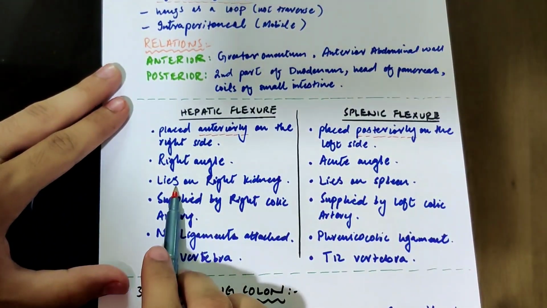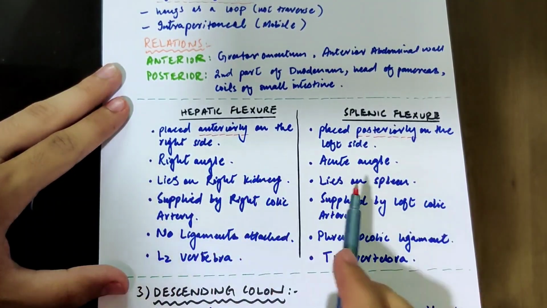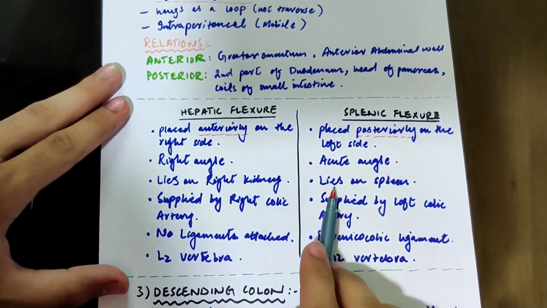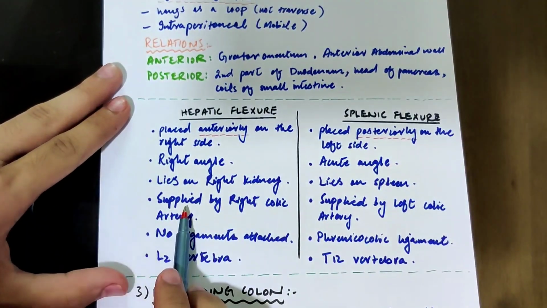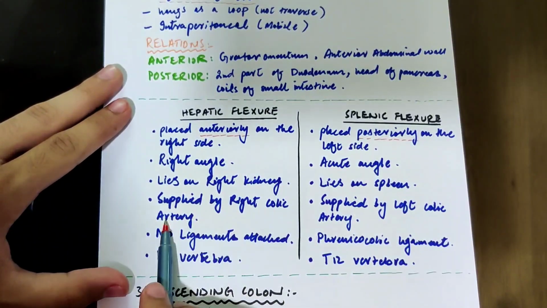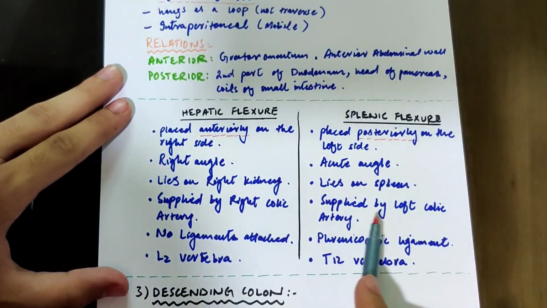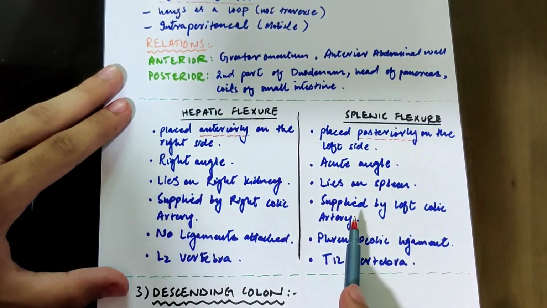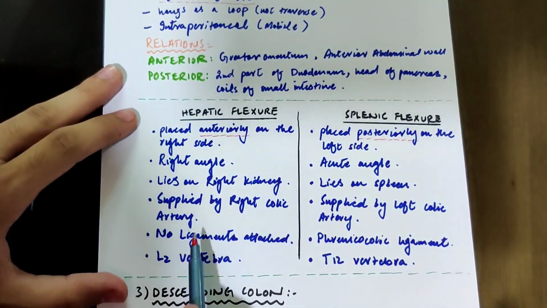The hepatic flexure lies on the right kidney, whereas the splenic flexure lies on the spleen. The hepatic flexure is supplied by the right colic artery, obviously because it is on the right side. The splenic flexure is supplied by the left colic artery because it is on the left side.